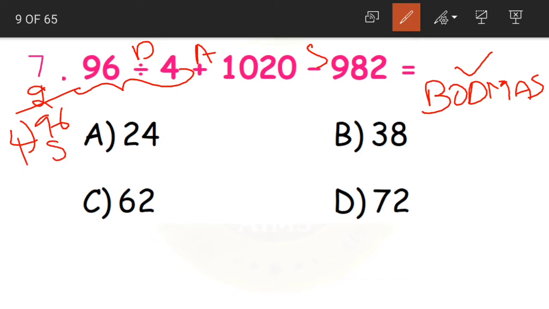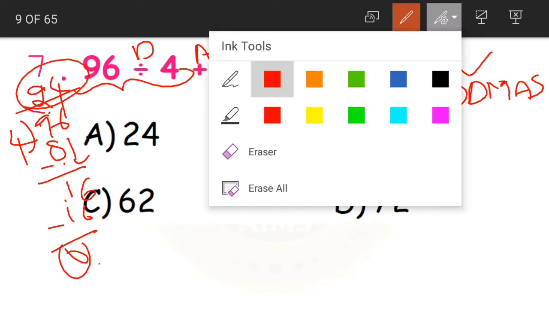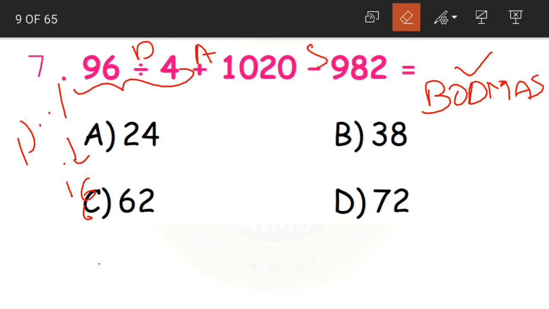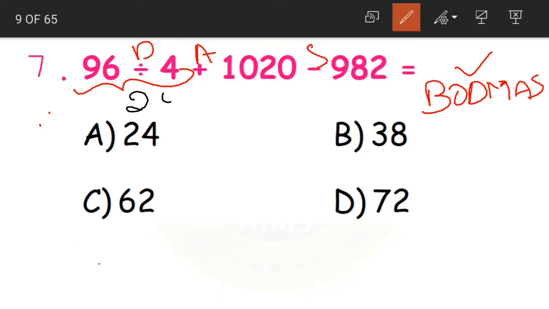Now 4 2s are 8. When we subtract 9 minus 8, 1. 6 is brought down. 4 4s are 16. Remainder is 0. What is the quotient? 24. 24 is the quotient for 96 divided by 4. Then plus 1020 minus 982.